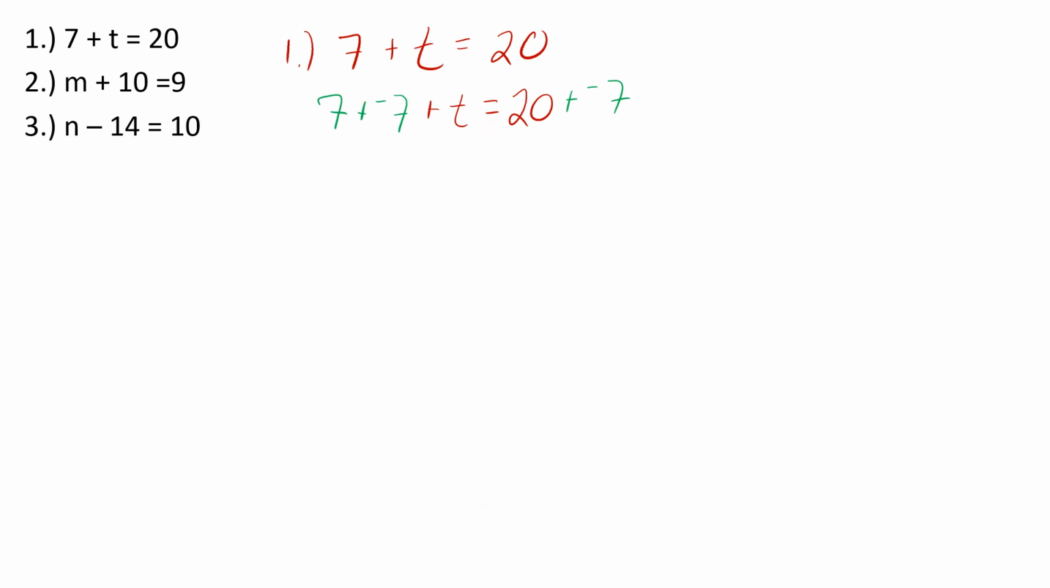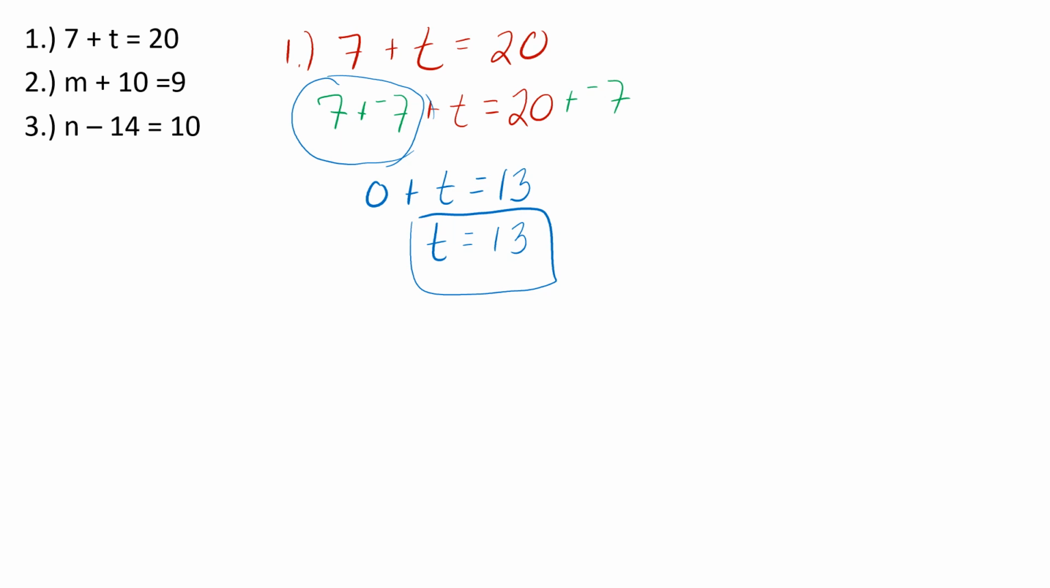And then we use this fact that any number plus its opposite is equal to 0. So 7 plus -7 is 0. And over here on the right, 20 plus -7 will give us the 13, and 0 plus t is equal to t. So 0 plus anything will give you that anything and leave it unchanged.